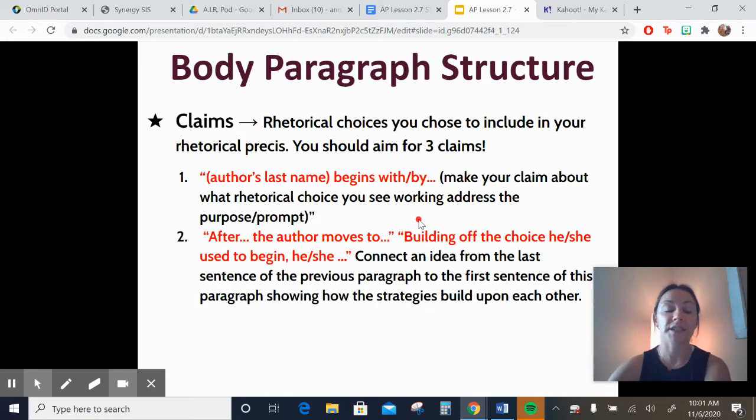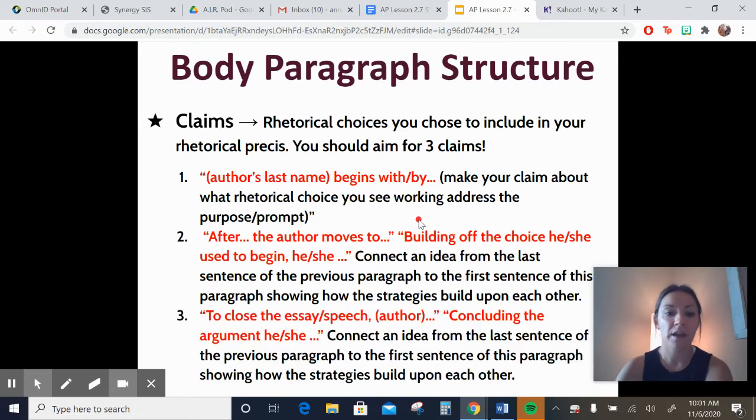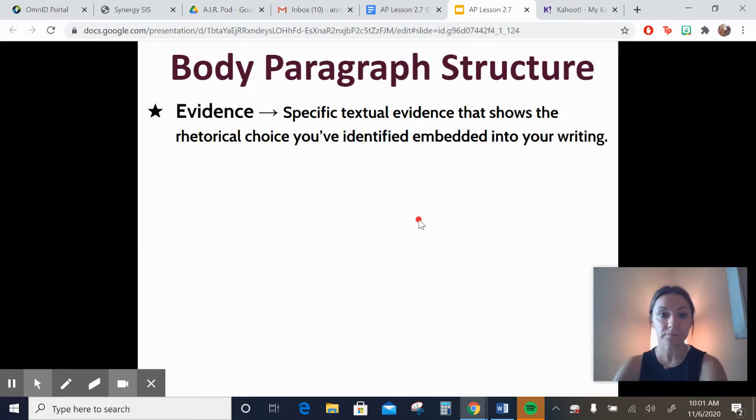Okay, your second body paragraph, you can do after the author moves to blah, blah, blah, or building off of the choice he or she used to begin. She then goes into using an anecdote or alluding to blah, blah, blah. And then your third body paragraph, that's a sentence starter you can use there as well.